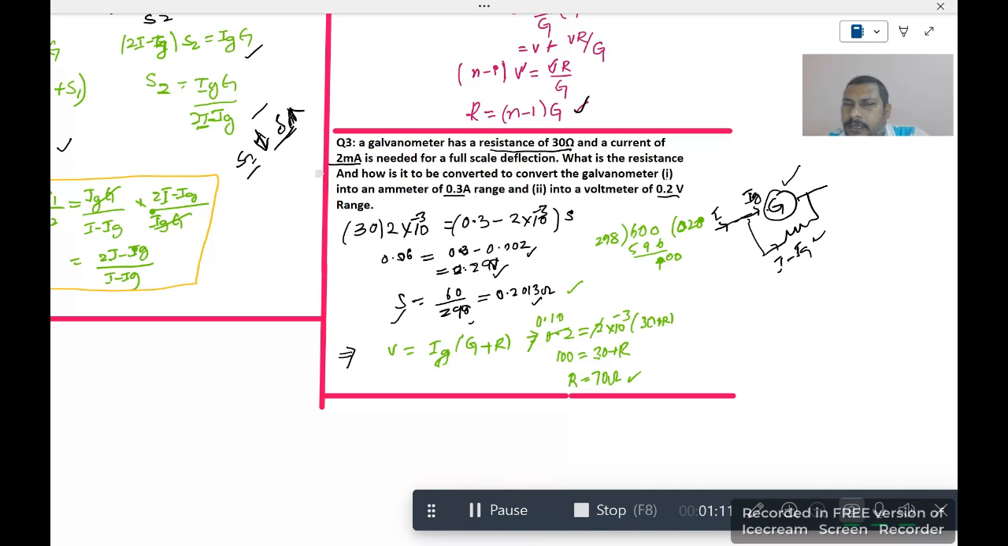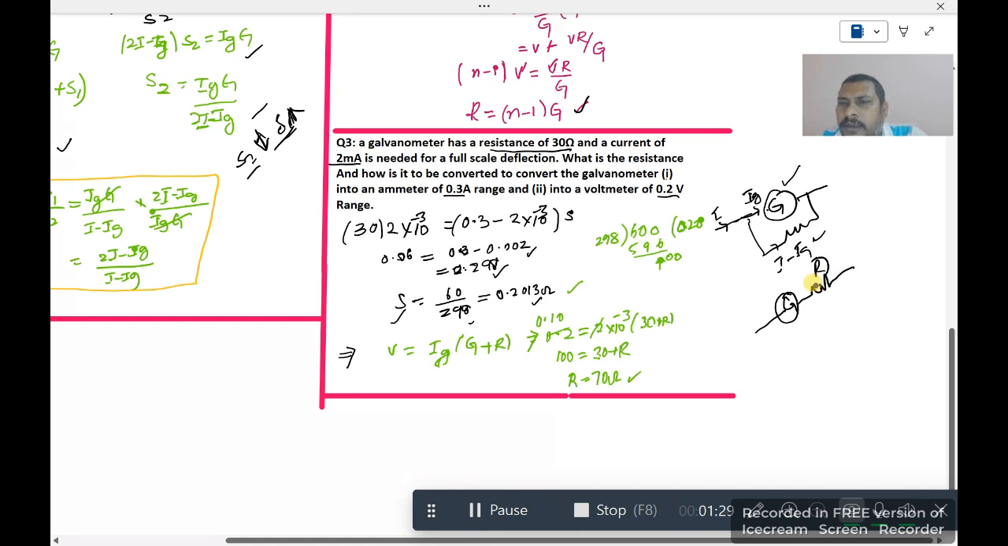Now the required voltage. To convert this galvanometer of 30 ohms resistance and 2 milliamperes into a voltmeter of required value 0.2 volts, what I have to do is add another resistance R. This asks how many ohms of resistance I need to add to get the galvanometer to read 0.2 volts. So 0.2 volts is equal to G, the galvanometer resistance 30, plus R, into current. Voltage is equal to I into R. 30 and R are in series, so 30 plus R into current. By solving that, we will get R equals 70 ohms.